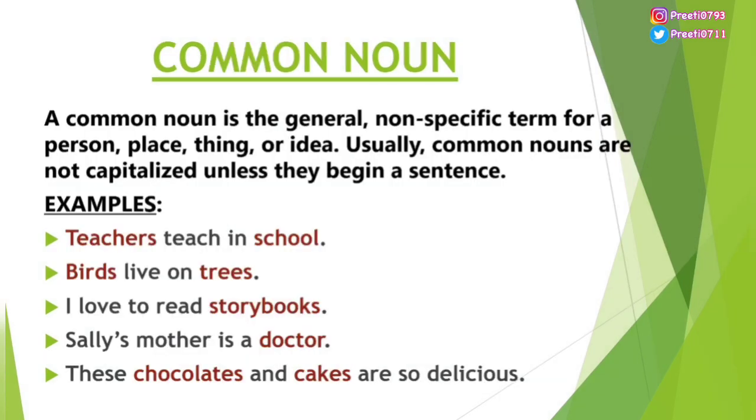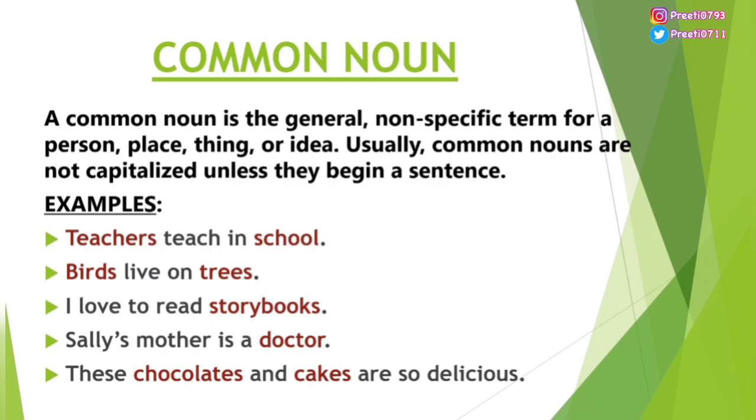Coming to the second type of noun, which is the common noun, it says a common noun is the general, non-specific term for a person, place, thing or idea. Usually, common nouns are not capitalized unless they begin a sentence. Look at the examples given here. Teachers teach in school. If I talk about the words teachers and school here, the first word teachers is not referring to any particular teacher. It is referring to the whole fraternity, whereas school is not specifically referring to any particular school. Birds live on trees. Am I referring to any particular bird here? No. Am I referring to any particular tree here? No. So common nouns are those nouns which in general refer to common names.